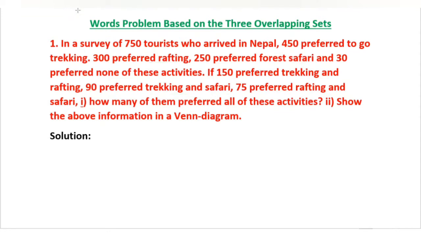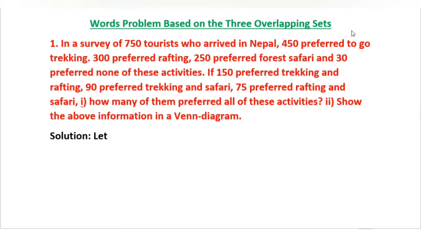Let's start. First, how to start? We need to suppose capital letters. Either you can suppose A, B and C. So for those who prefer trekking, rafting and safari, if we suppose T for trekking, R for rafting and F for safari, no problem, it doesn't matter.